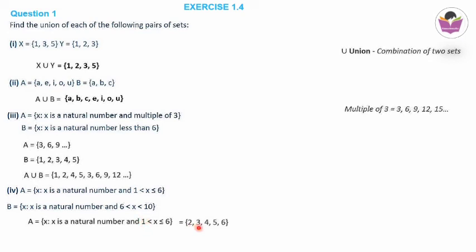So 2, 3, 4, 5 and 6. Before 6 there is an equal to, less than or equal to 6. x less than or equal to 6 means 6 is included. 2, 3, 4, 5, 6 are the elements.